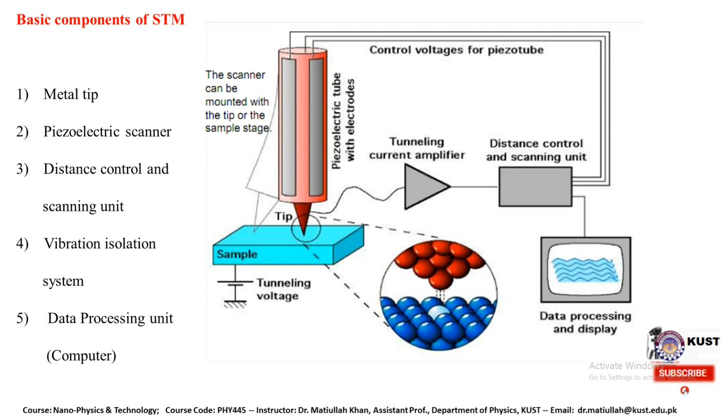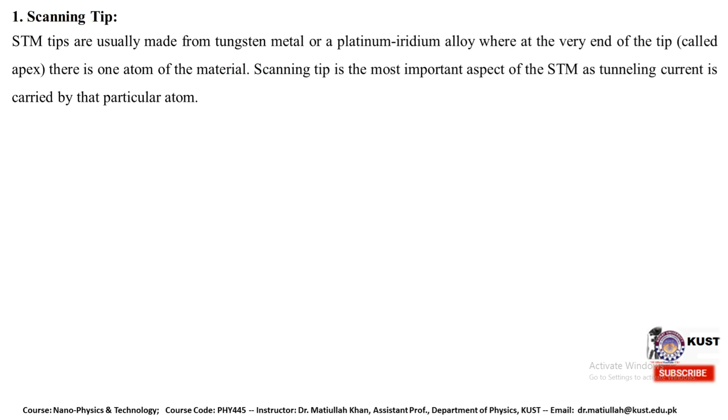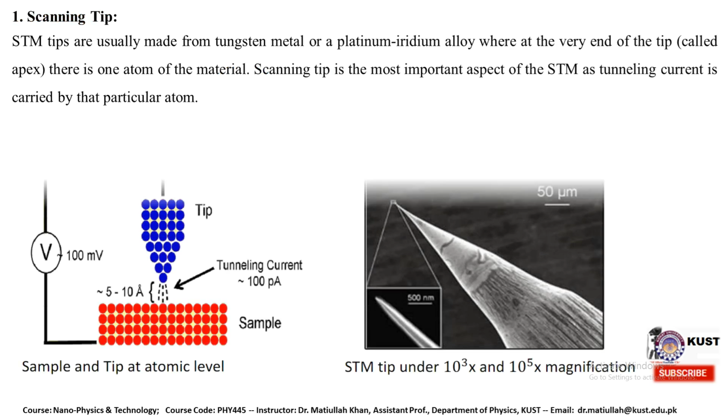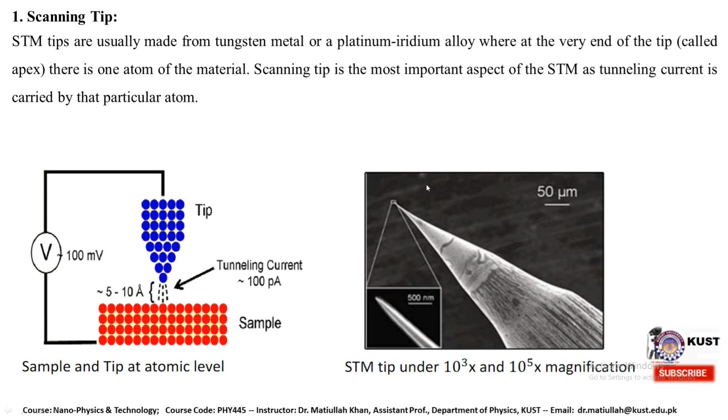So the first thing we need to know is the metal tip, also called the scanning tip, which is the most important thing, because it's usually made from tungsten metal or platinum iridium alloy. At the very end of the tip, there is one atom of the material. It's really very thin, because it is considered that there is a single atom at the final end of the tip. So the scanning tip is the most important aspect of STM, as the tunneling current is carried by that. It's moved about the surface of the sample, so the electron can tunnel.